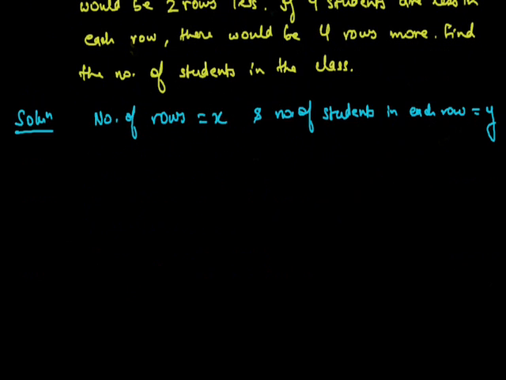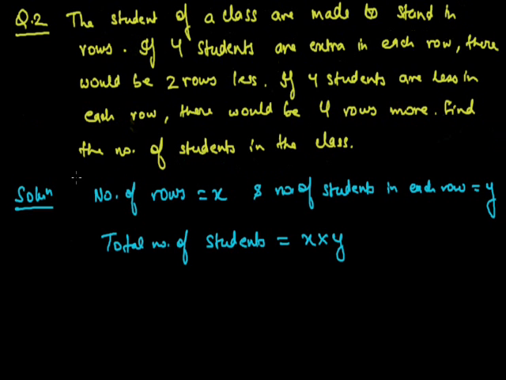As we have taken the number of rows as x and the number of students in each row as y, the total number of students will be x into y, because each row has y students and there are x rows. Now, whatever information is given, we will first write down the equation on the basis of that. The first statement given is 4 students are extra in each row.